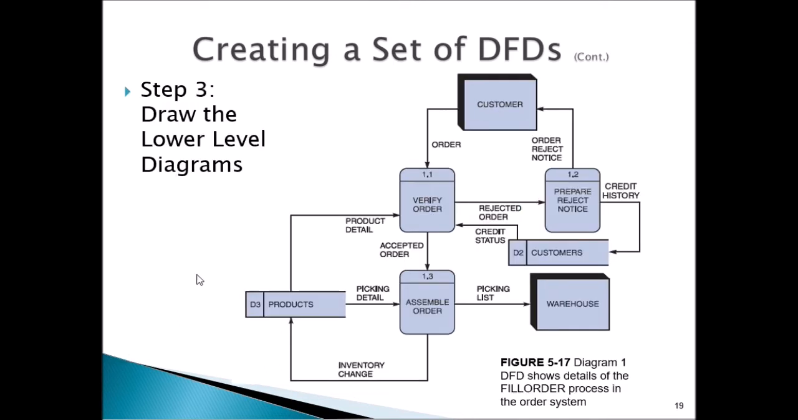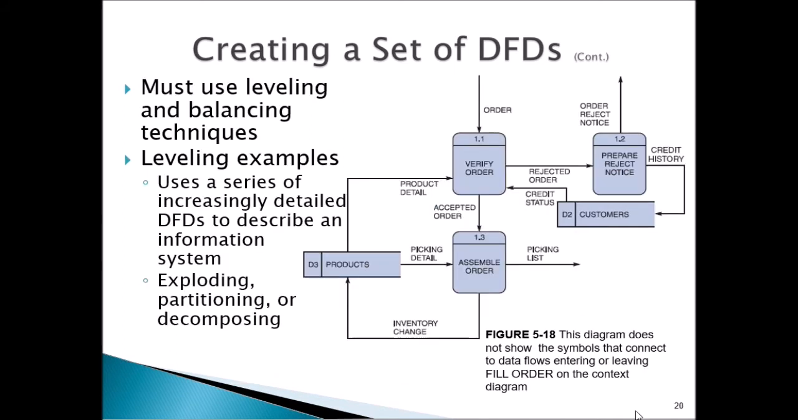Now we start to draw the lower levels. This is a diagram 1 DFD, which shows the specific details of the fill order process. So it dives in a little bit deeper. This diagram does not show the symbols that connect data flows entering or leaving the fill order context diagram. You must use leveling and balancing techniques.